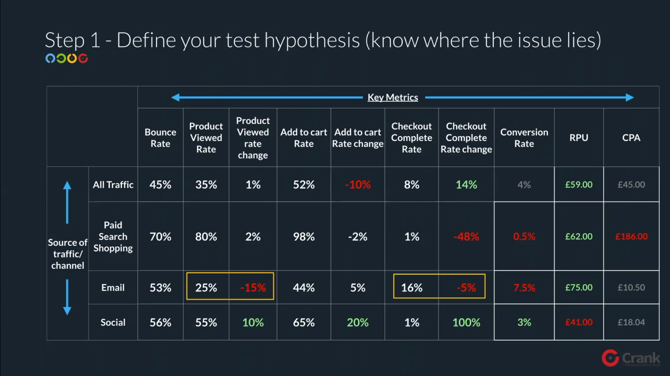My hypothesis would be, can we get people to view more products? What is causing that? What are the challenges to that? Is it a high bounce rate? So we want to focus on the email channel, getting people in front of the right product.